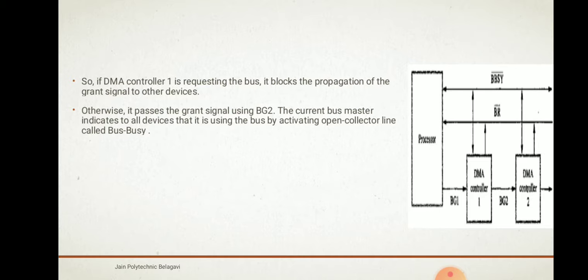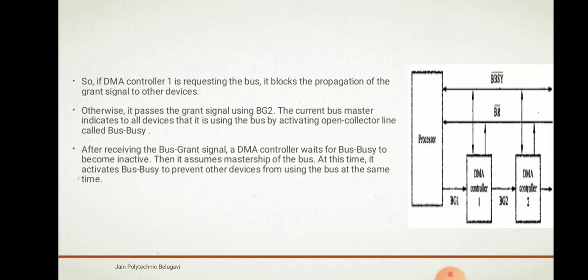Now the current bus master indicates to all devices that it is using the bus by activating an open collector line called bus busy. You can see here bus busy. It activates it to tell the other devices that it is using the bus line, so the other bus masters should not use it. As you can see here, suppose a DMA controller is the current bus master, it sends a bus busy signal to all the devices saying that it is using the bus, so that other devices should not request the bus.